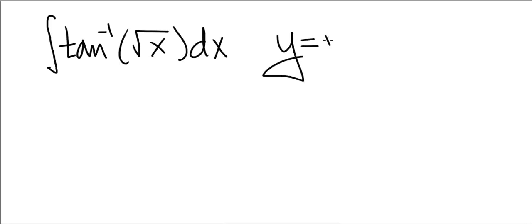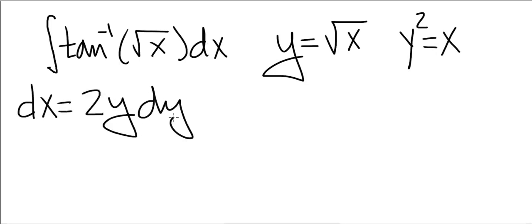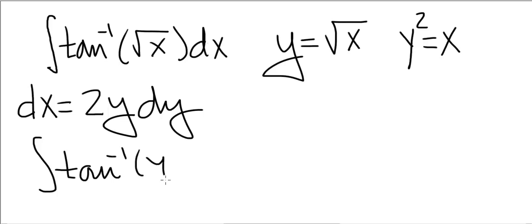Let y equal the square root of x, so that y squared is equal to x and dx is equal to 2y dy. And let's rewrite the integral by changing the variables from x to y. This will become the integral of inverse tangent of y times 2y dy.